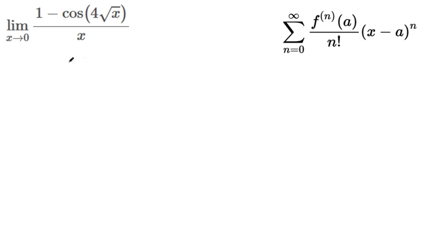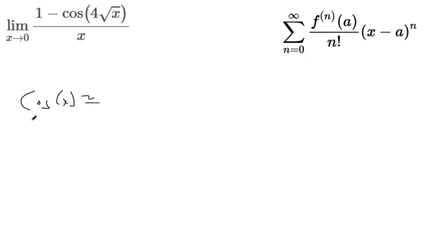Okay, so we're asked to evaluate this limit by using a Maclaurin series because it's centered at x equals 0. So to do that, you could first think about the Maclaurin series for cosine of x. If you can figure it out, then you could just plug in 4 times square root of x everywhere where you see an x into the Maclaurin series.